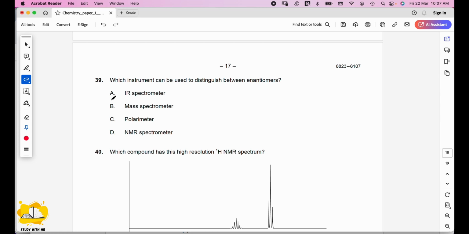Which instrument can be used to distinguish between enantiomers? So it's C, polarimeter, because a polarimeter can detect which of the two enantiomers is present in a sample. What about IR? IR is used to identify functional groups in molecules. The mass spectrometer is used to identify an unknown compound via molecular weight. And NMR is used to determine molecular identity and structure.